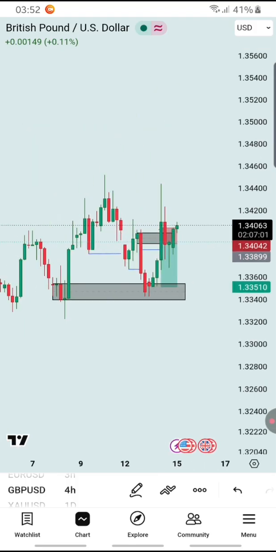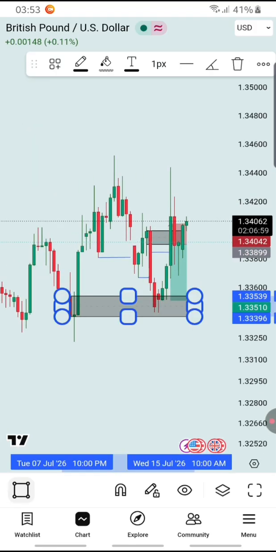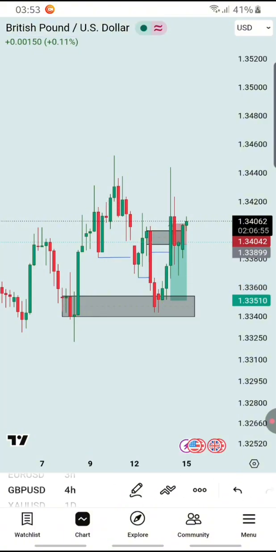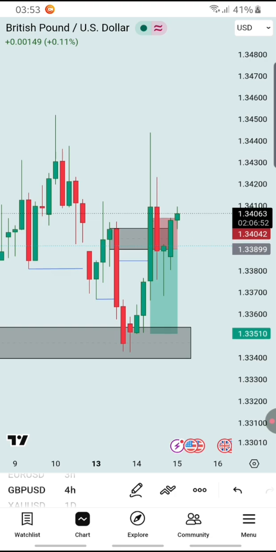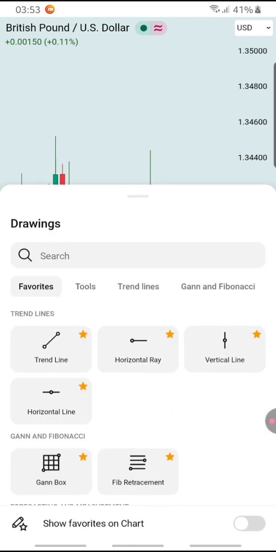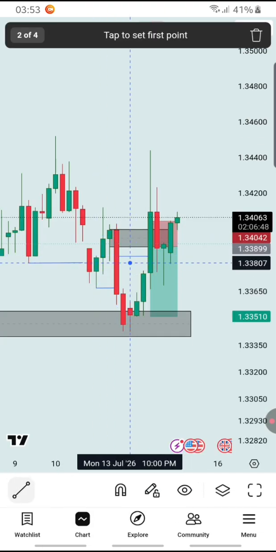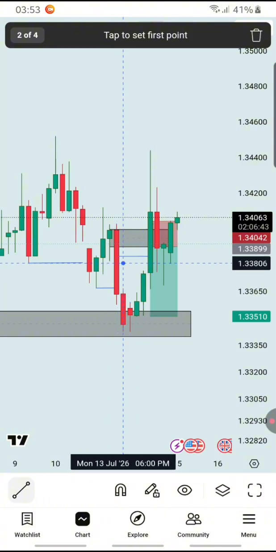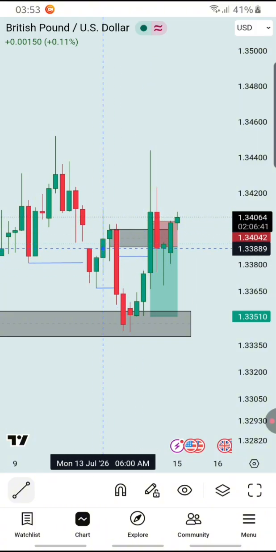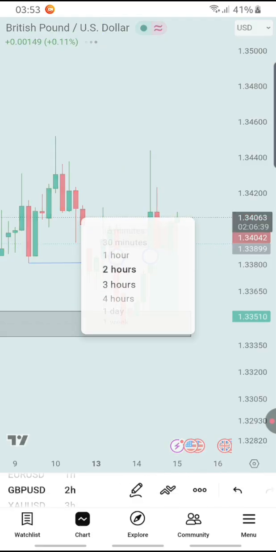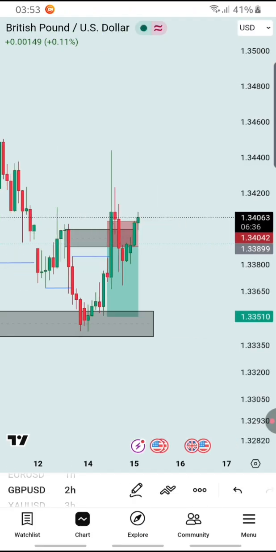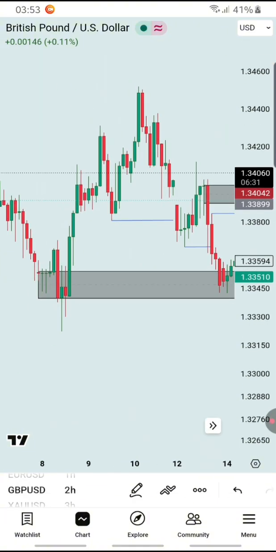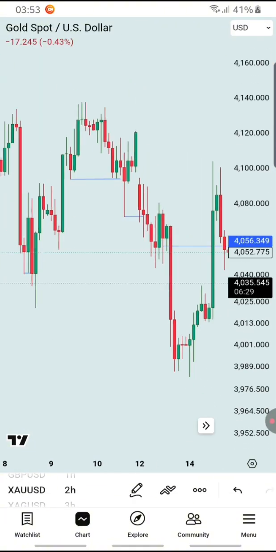And same scenario on GU, but on GU we can see that it had an internal break of structure. Instead, I was supposed to mark my 4 hours key level. I think that probably should have helped me to know that the market was actually going to reverse, because we're clearly on an uptrend on GU. And it will shock you to know that the zone that I marked was 2 hours, not even 4 hours.